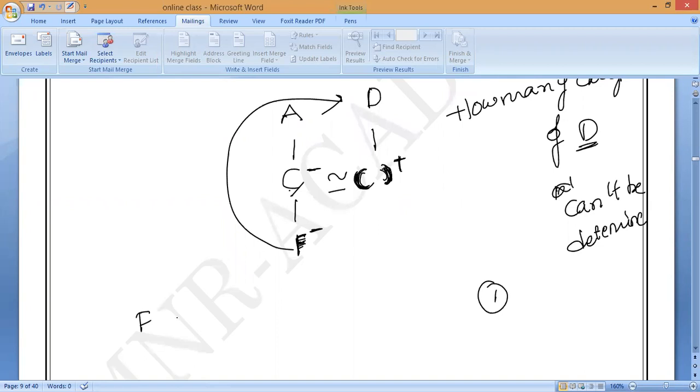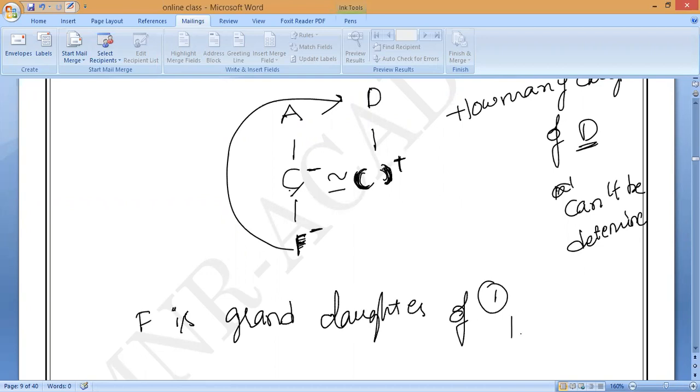F is granddaughter. Granddaughter of D or A. F is the paternal granddaughter of D. Correct? F is the maternal granddaughter of A. Correct? F is granddaughter of D and A.